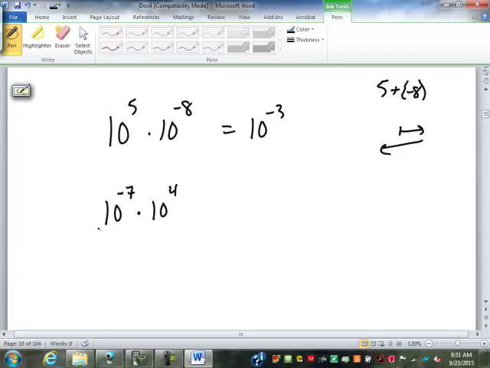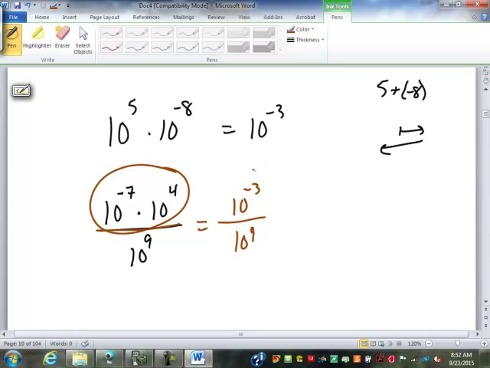So I have 10 to the negative 7th times 10 to the 4th over 10 to the 9th. So I'm going to have to go a couple of steps this time. First of all, this is a fraction bar, which means I have to do everything on top first. What is 10 to the negative 7th times 10 to the 4th? 10 to the negative 3, over 10 to the 9th. So now it's 10 to the negative 3 divided by 10 to the 9th. Negative 3 minus 9 is negative 3 plus negative 9, or 10 to the negative 12.